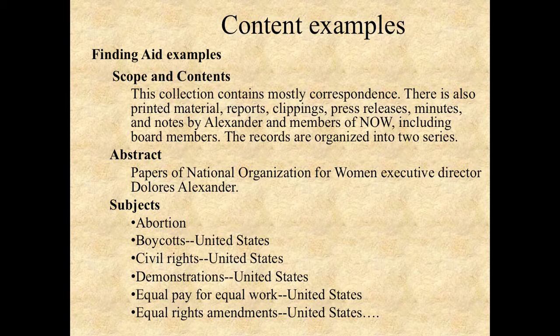Here are a few content examples from the archives world. So we have scope and content notes, narrative descriptions of what will be found in the archival collection. We have an example of an abstract for the collection, which is somewhat shorter than typically your scope and contents note will be. And then we also have subject headings that are relevant to the work. So as you can see, LCSH and other controlled vocabularies are not just used in libraries, but they're used in archives as well. And you may end up having quite a few subject headings for a collection, far more than you would have on a typical book record.